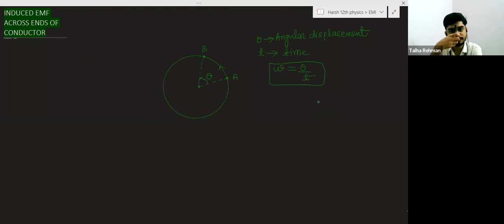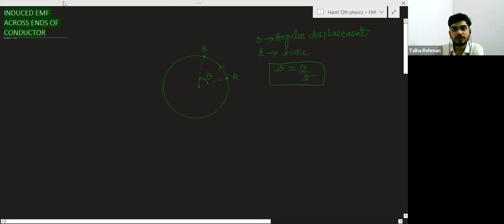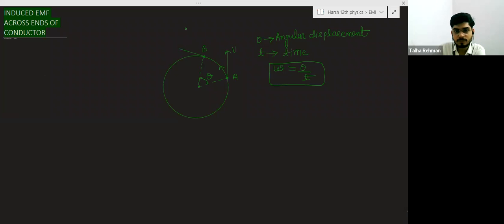This thing you should know. And there is one more relation. On the circular path, when the body is moving, there are two types of velocities: one is angular velocity and another is linear velocity. Suppose at this point I want to find the linear velocity. Linear velocity will always be tangential to that point.